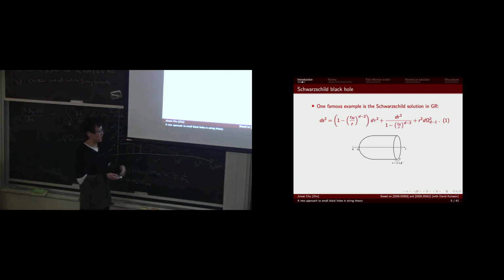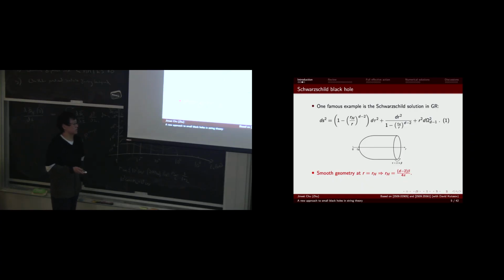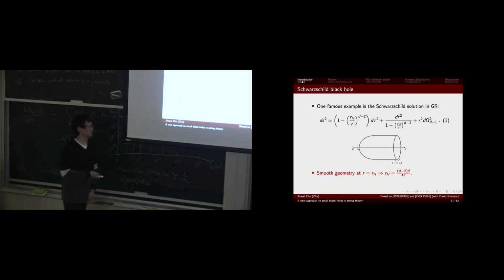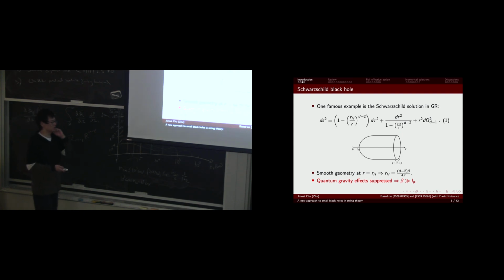So now we have two parameters, r_H and beta, but they are not independent of each other. For the geometry to be smooth at the horizon radius, they have to satisfy this relation between r_H and beta. Furthermore, I would also mention that for quantum gravity effects to be suppressed, we need to require that beta is much larger than the Planck length, l_P.